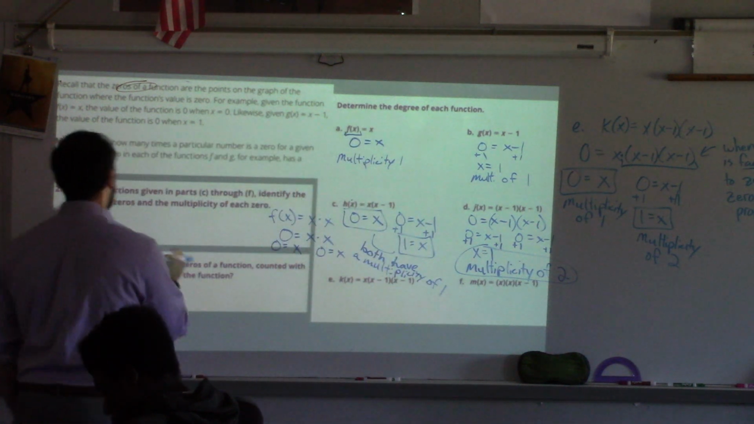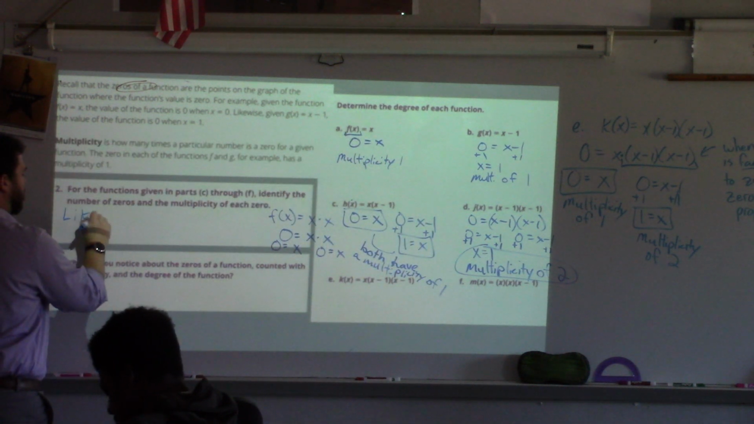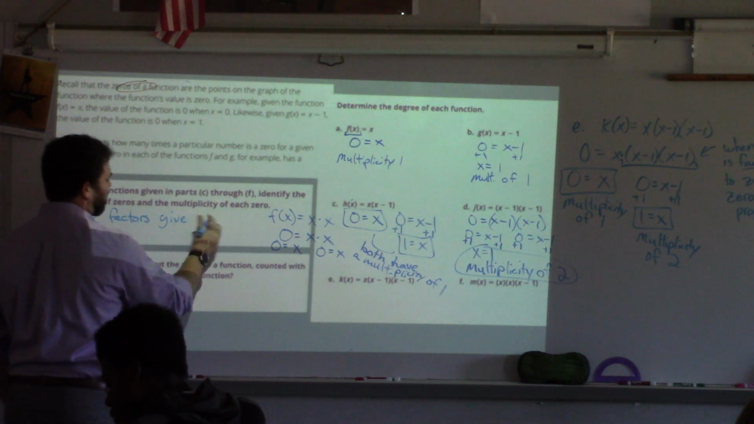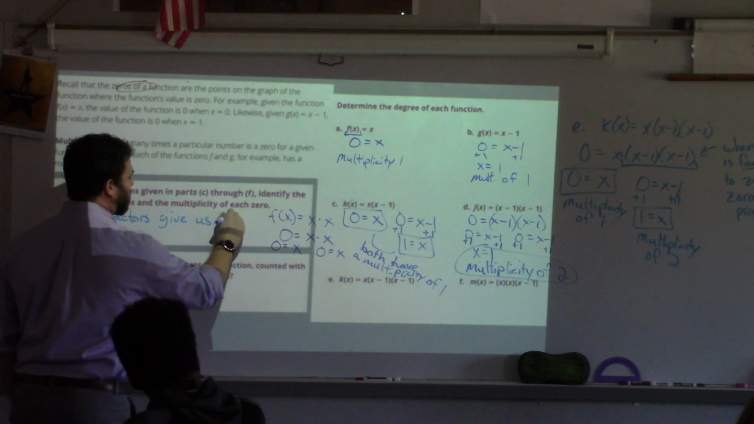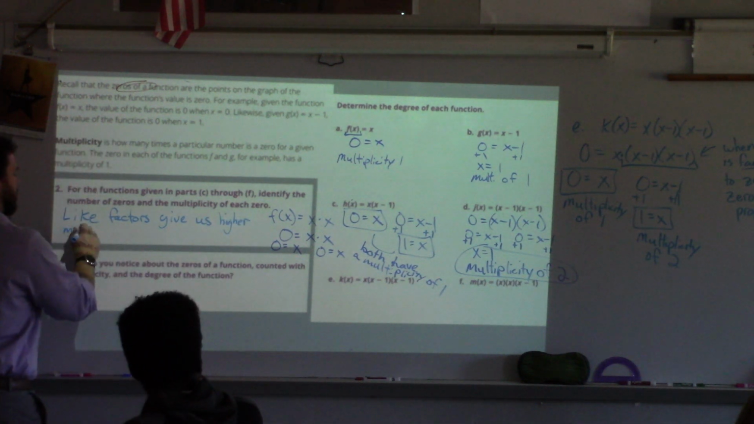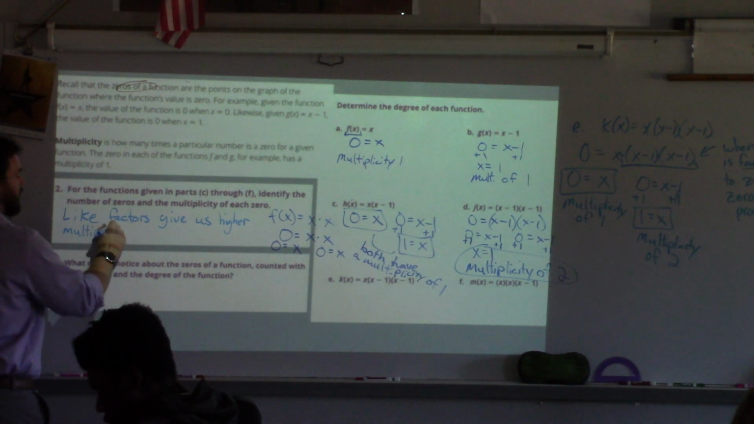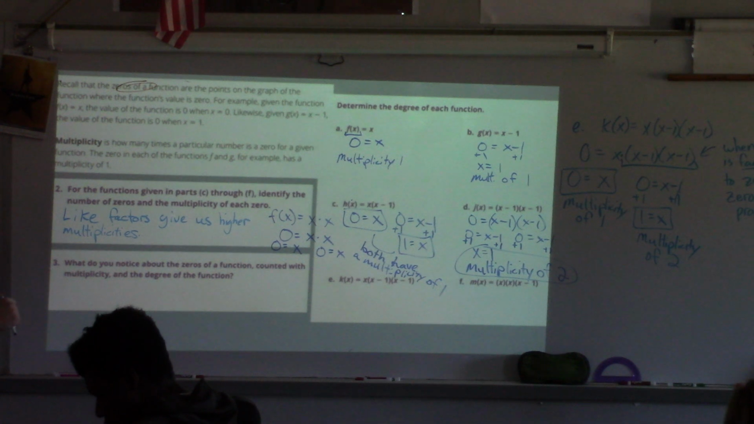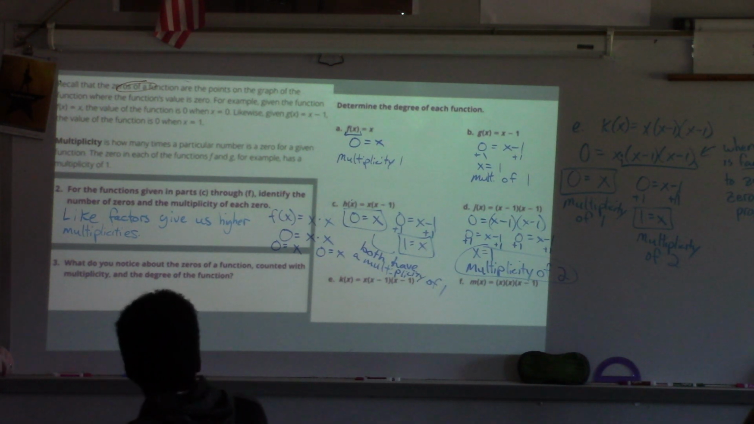And so you may want to make a note here: factors give us higher multiplicities. That is an important detail to notice: if the factor is the same, that's when I'm going to get a higher multiplicity. If I have 2 of the same factor, the multiplicity is 2. If I have 5 of the same factor, what's the multiplicity? 5. That's all there is to it.